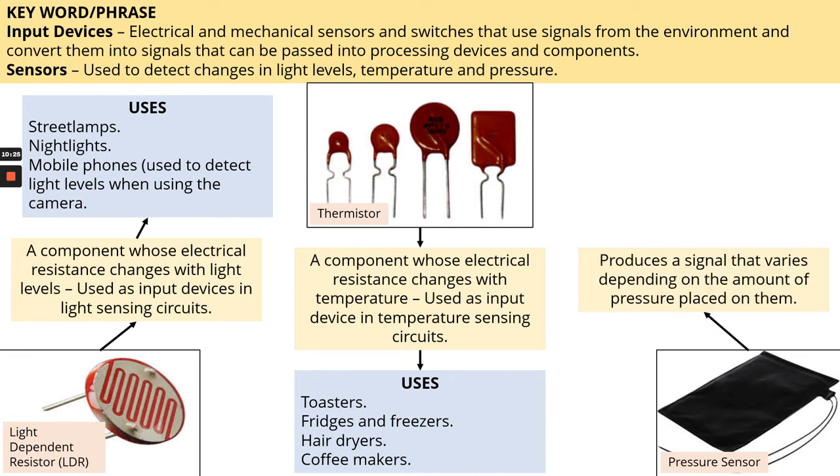These produce a signal that varies depending on the amount of pressure placed on them. So similar to a light-dependent resistor and a thermistor, but the amount of resistance or the signal that it sends to the process device is dependent on how much pressure is placed onto the sensor. And the main use for these are in security systems. So pressure pads in the floor, so when you lock up a building, if someone manages to break in but walks across the floor, the pressure sensors will pick up on that and the alarm will go off.